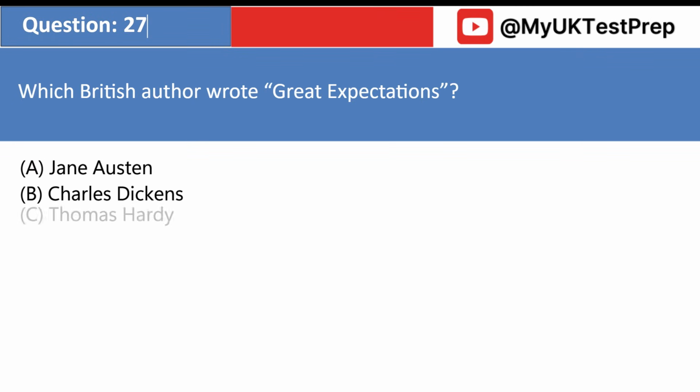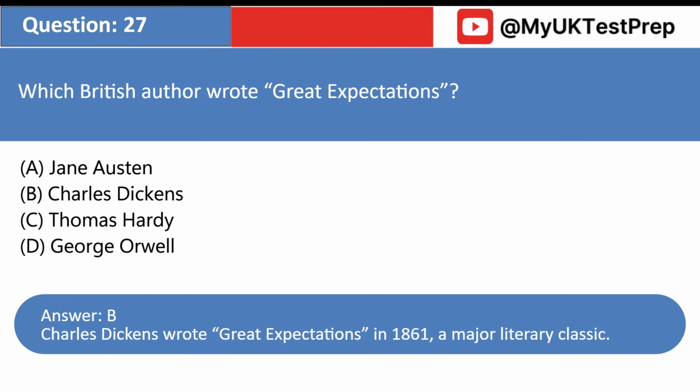Which British author wrote Great Expectations? A. Jane Austen. B. Charles Dickens. C. Thomas Hardy. D. George Orwell. Answer, B. Charles Dickens wrote Great Expectations in 1861, a major literary classic.